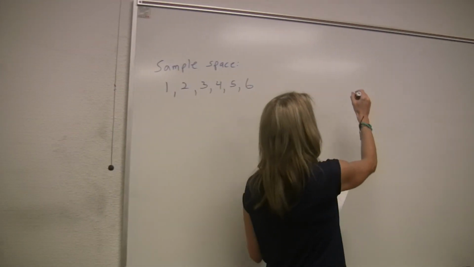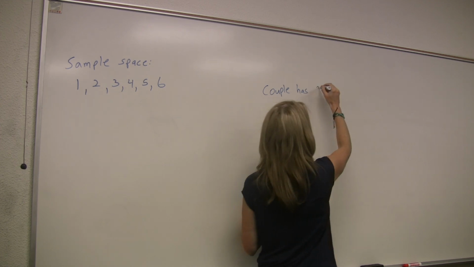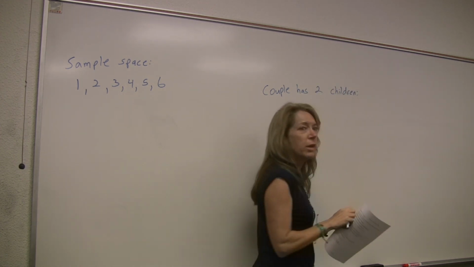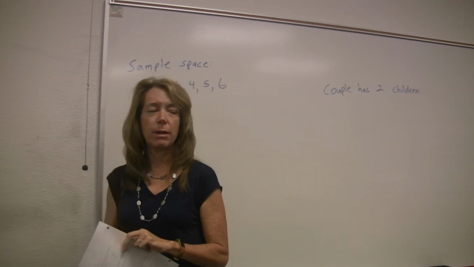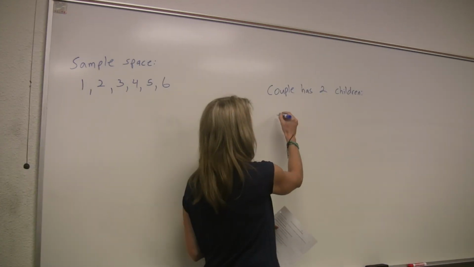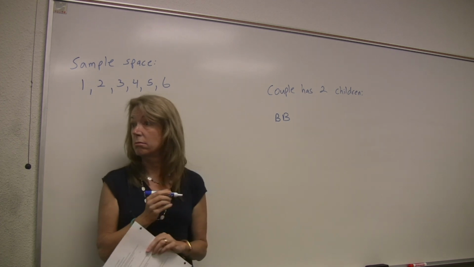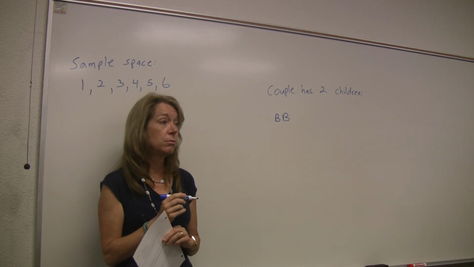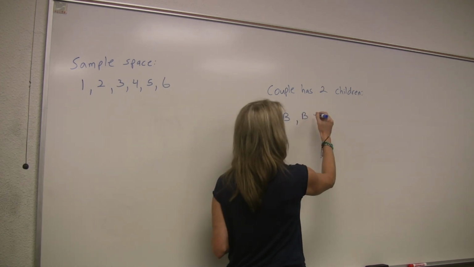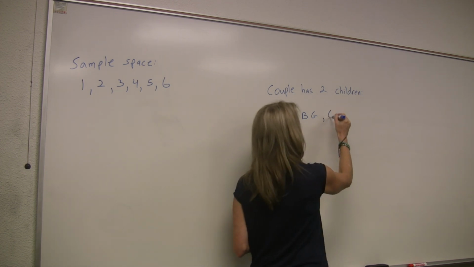A couple has 2 children. How many boys and girls could they have? Like, let's start with boys. They could have how many boys? 2 or 1. They could have 2 boys. So the first child could be a boy, and the second child could be a boy. Or a boy and a girl. They could have a boy and then a girl. Or a girl and a boy. And those are different.